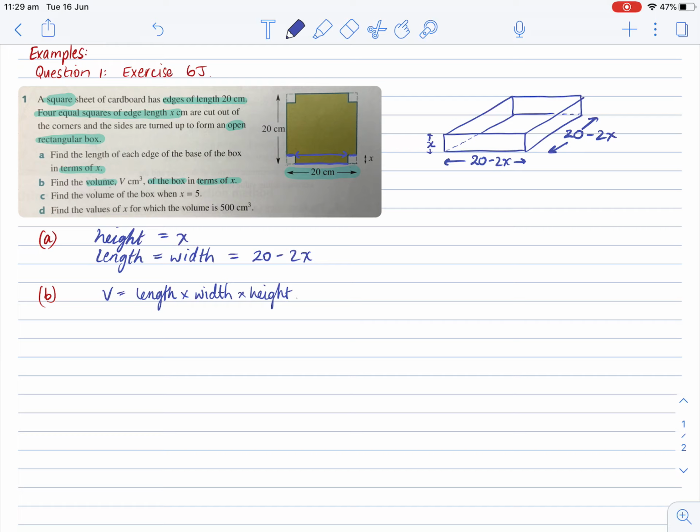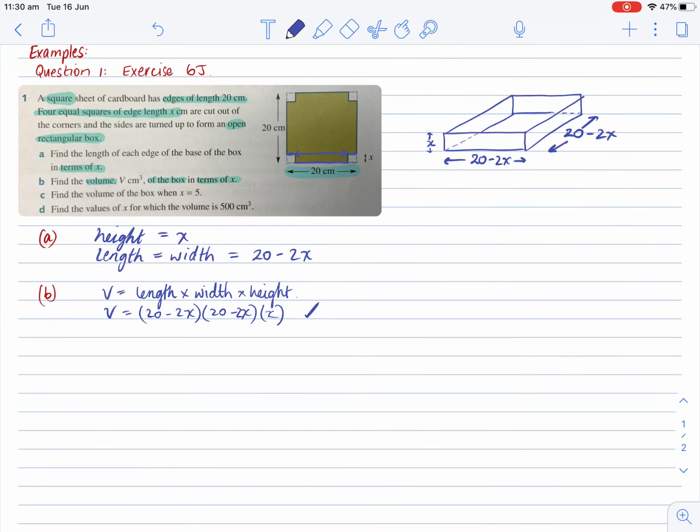So I use the volume of a box and my formula about rectangular prisms and come up with this first initial formula. And then for the second part, in terms of x, all I have to do is now substitute in my answers to part A, which have the x variable. So the length is 20 minus 2x, the width is 20 minus 2x, and the height is just x. There's my equation. If you wanted, I could expand this. I'm not going to expand it at the moment. It seems too hard, and I've already got an equation in terms of x, so I can stop there.